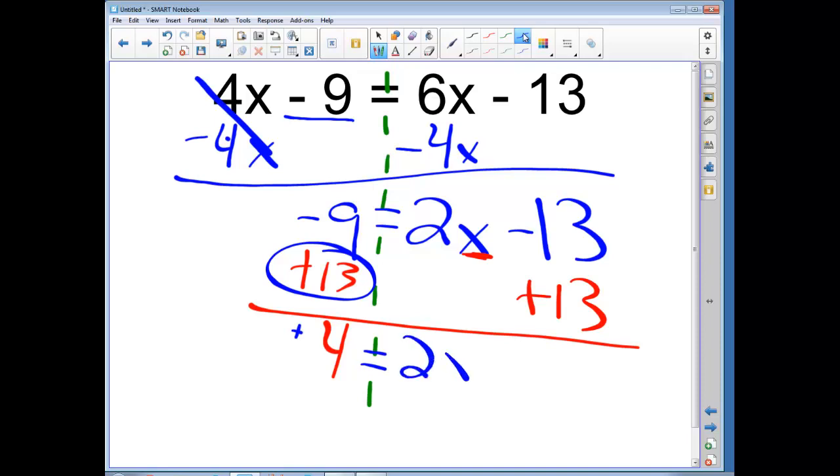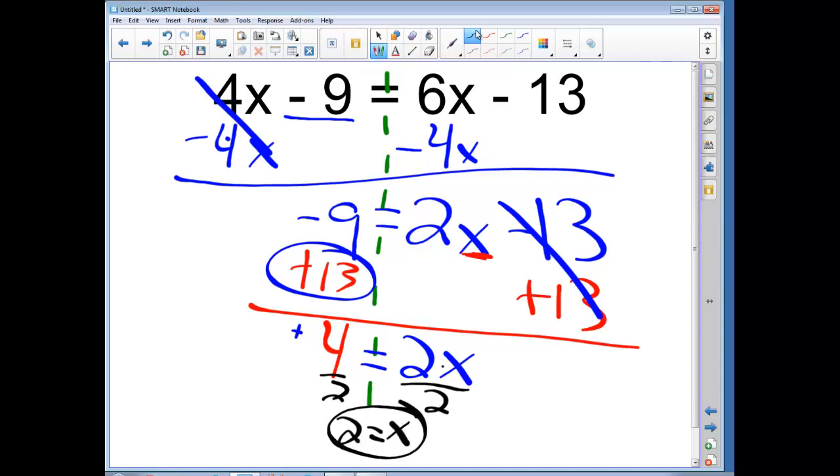Equals 2x, that eliminates. So 4 equals 2x. Divide both sides by the coefficient here, the 2. Divide by 2, divide by 2, and so you get 2 equals your value for x.